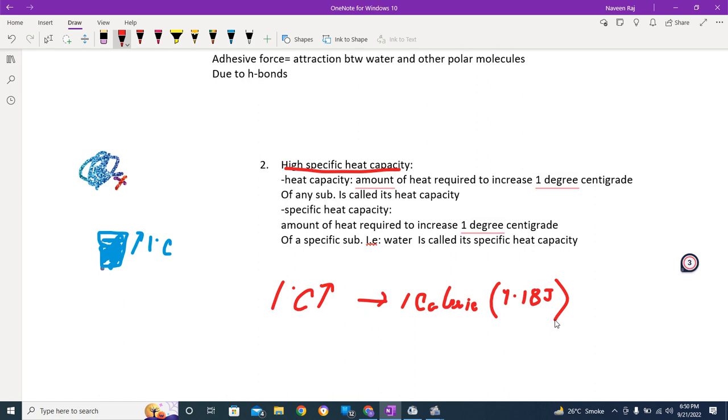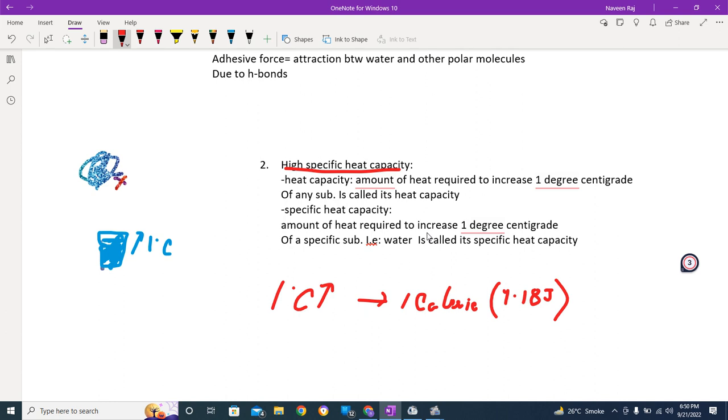We have also seen that we put water in car radiators. This is the actual reason: water has a high specific heat capacity, so its temperature rises by only 1 degree after a long input of energy. I hope that you're clear about this property as well.